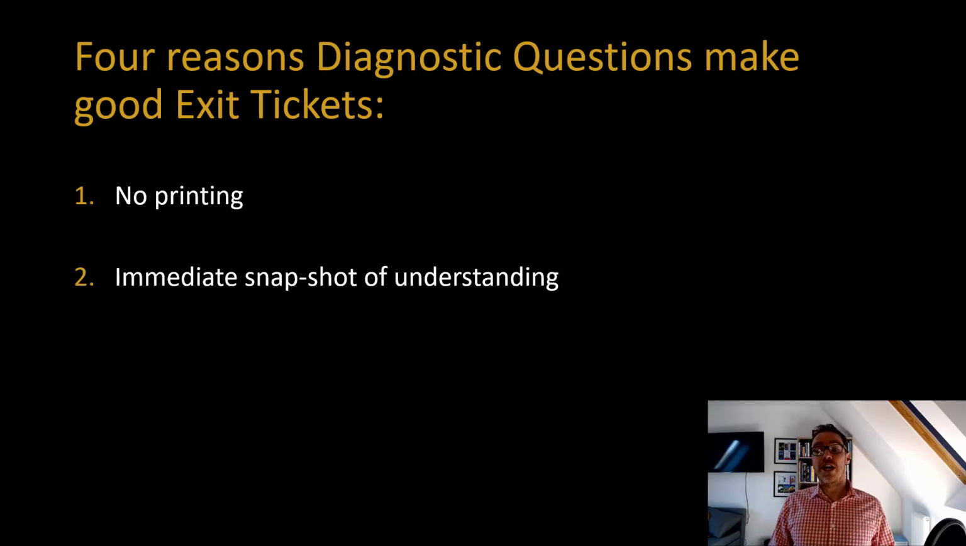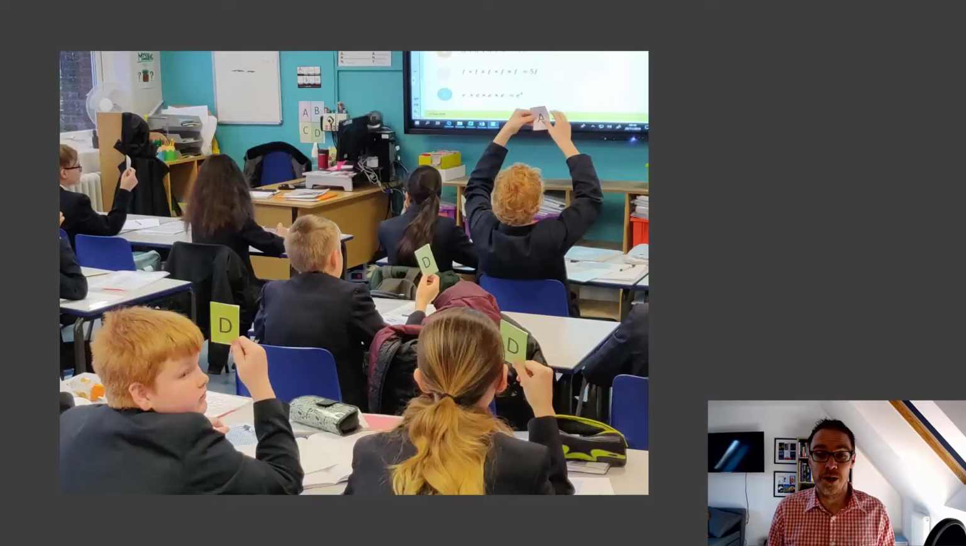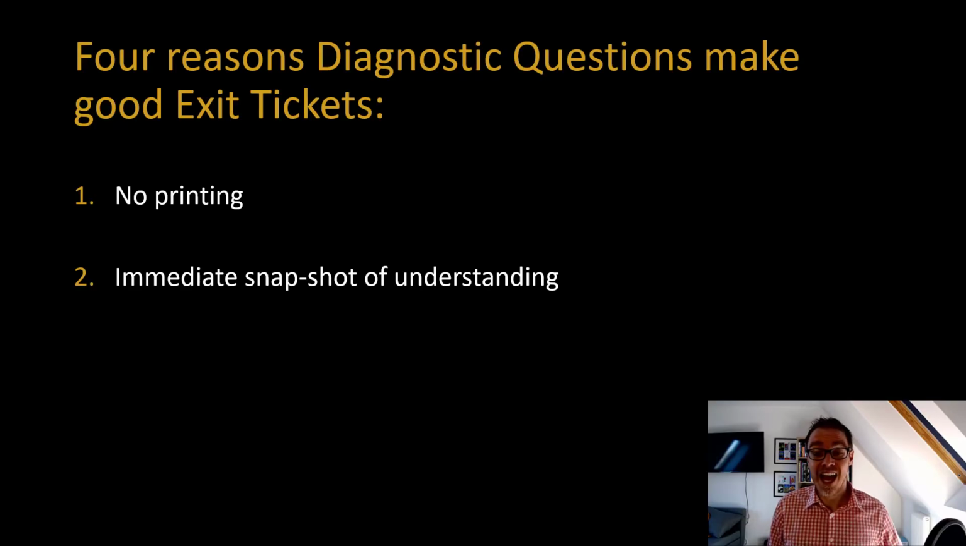So the way I run diagnostic questions is you project the question up on the board and then you give the students thinking time and then say 3, 2, 1, show me your answers. Now, if students vote using mini whiteboards or ABCD cards, immediately you get that feedback from your students in terms of their understanding. You don't have that annoying time lag where you've got to wait for the exit tickets to be handed in, then you've got to find time to flick through them and so on. You get that snapshot straight away. And that leads into the final 2 reasons.